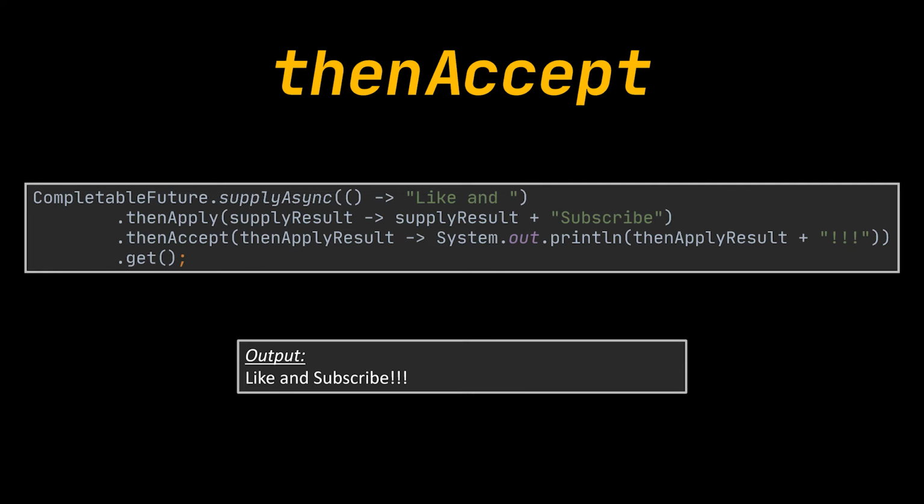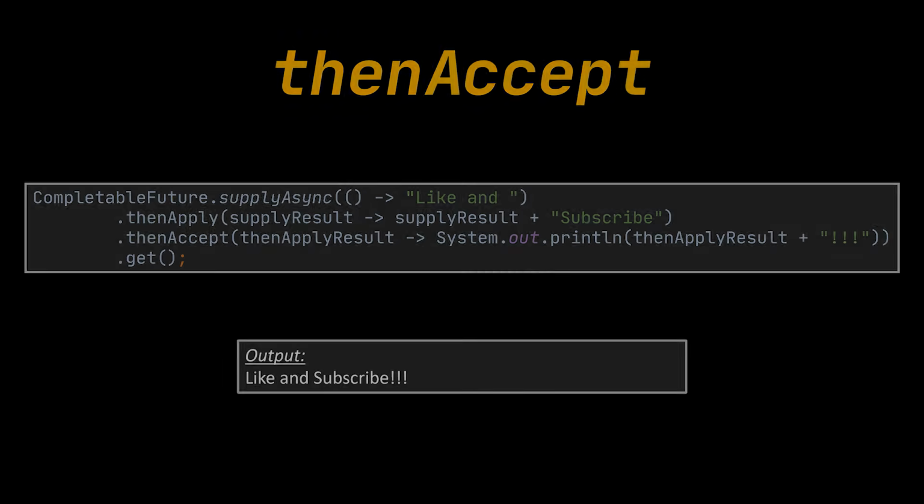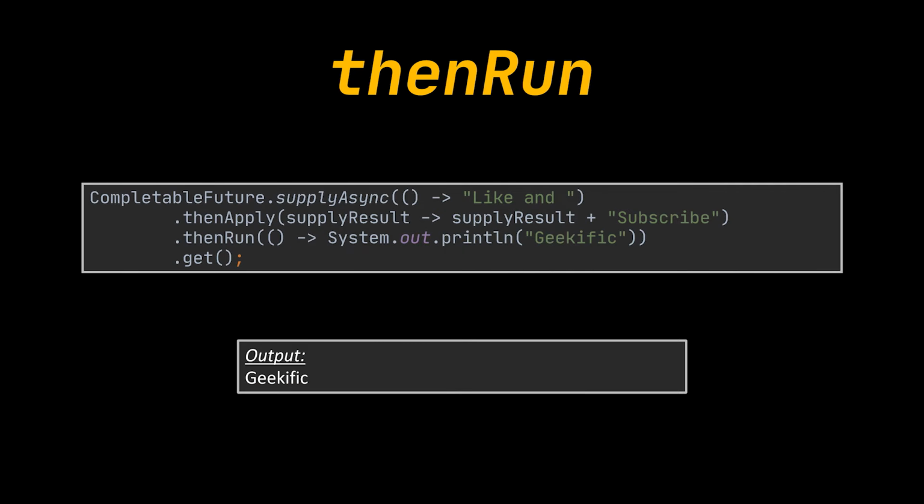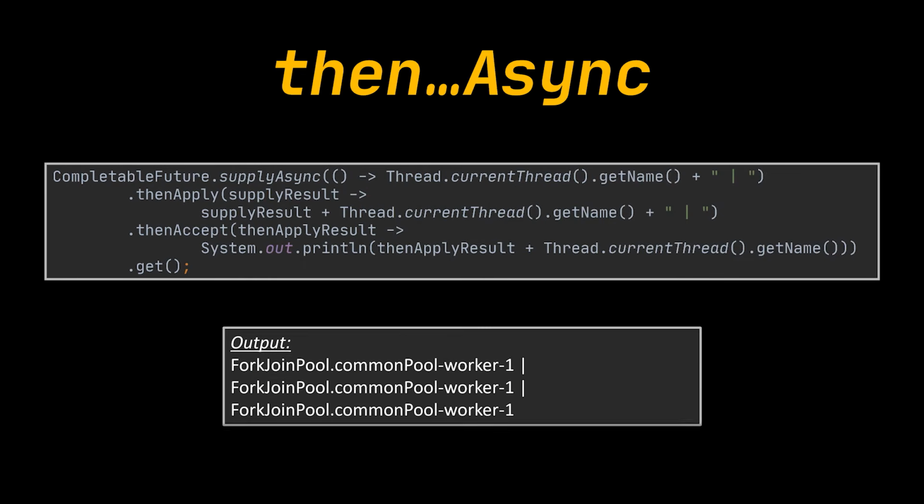The thenAccept method takes in a consumer, so it will accept the result of the previous future and will return void. However, the thenRun method doesn't even have access to that previous future result. It simply takes in a runnable and will execute it when the previous future is completed. Notice in the outputs of our previous chained calls that no matter how many callbacks we attach on the same future, all these callbacks will be executed in the same thread.